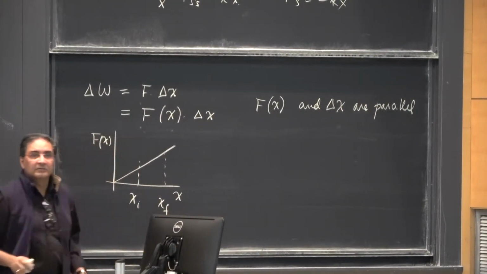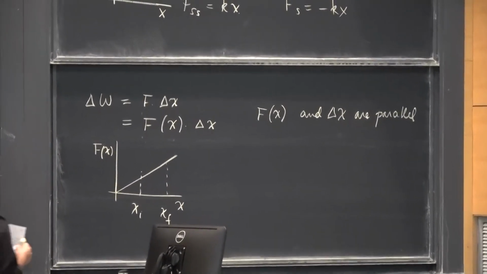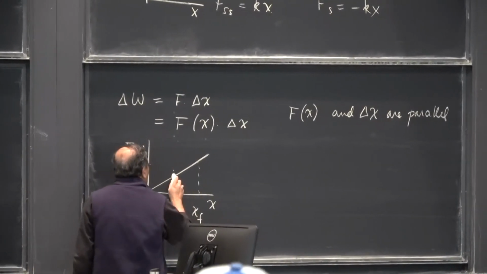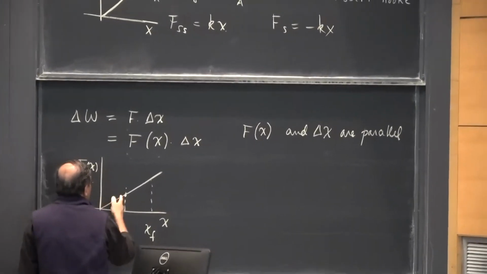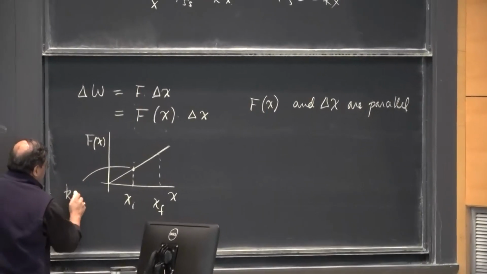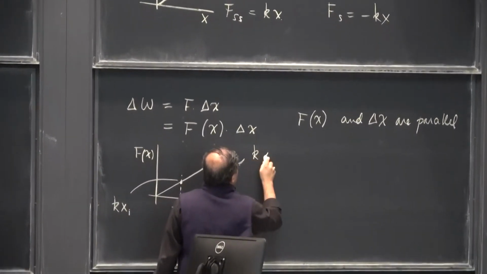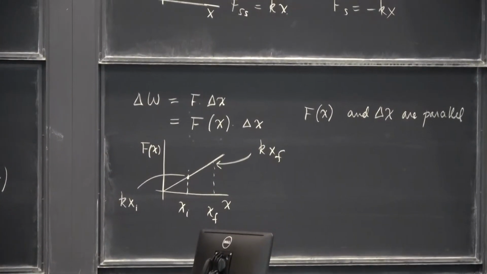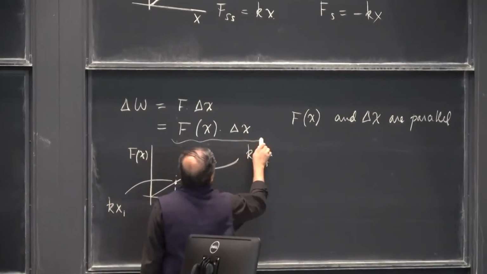Okay, I took it from X initial to X final. So clearly, the force was varying. The force here was K times X. If K is the spring constant, the force here is K times X initial, and the force here is K times X final. The force is not fixed. So I have to be careful in calculating this quantity on the right-hand side out here.